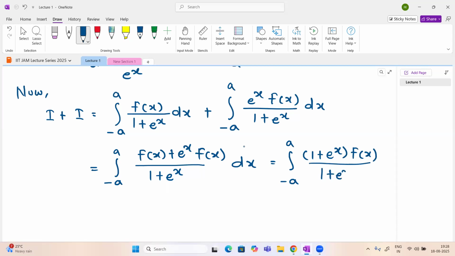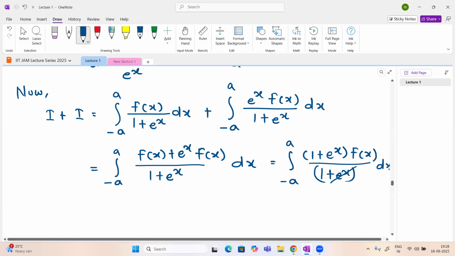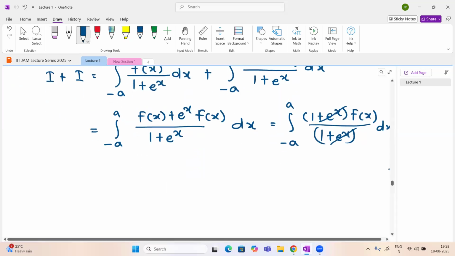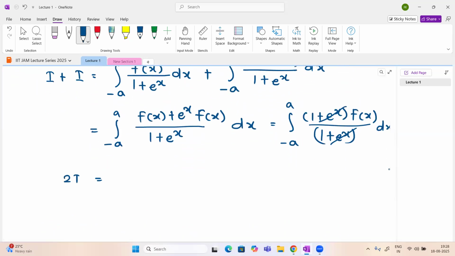1 plus e raised to... Can we cancel anything now? 1 plus e power x. Yeah, because we were saying the same, so that's why we got it. So i plus i is 2i, right? And this is the integral from minus a to a of f of x dx.